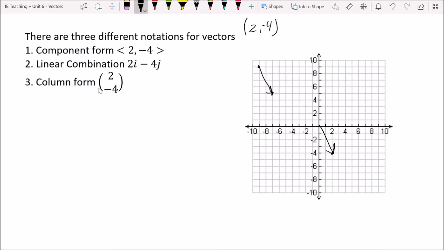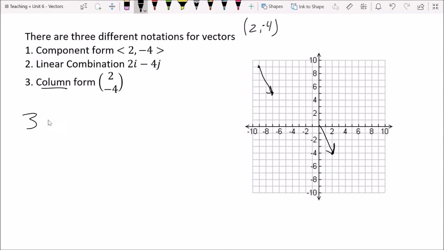Okay, all three of these forms are exactly the same. This one says 2i minus 4j, and this one says 2 comma negative 4. It's in column. You can see that it's written as a column, I hope, and that's why it's called column form. This one's a linear combination, and this one is component form. It's just listing out the components.